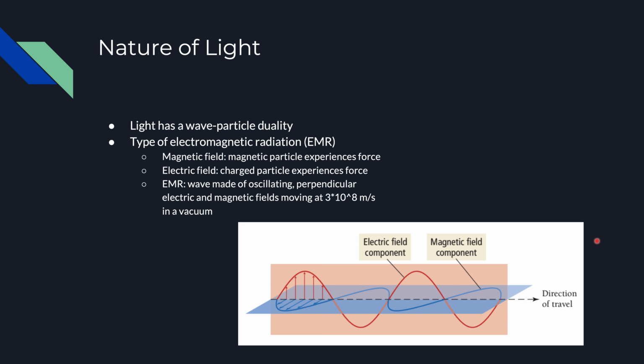As you can see, here we have a picture of electromagnetic radiation with the electrical field component in red, and this is perpendicular to the magnetic field component, which is in blue. They both head in the same direction, and as you can see, they are perpendicular to one another. It looks a little bit to me like DNA.